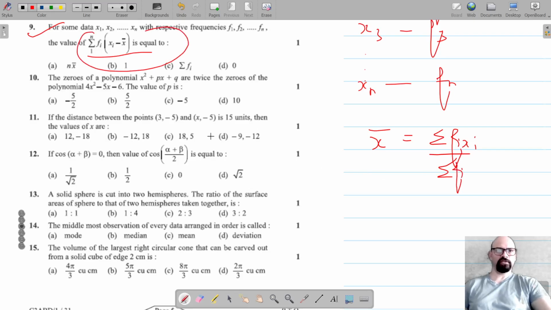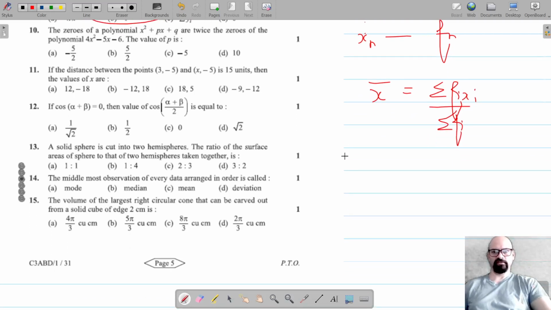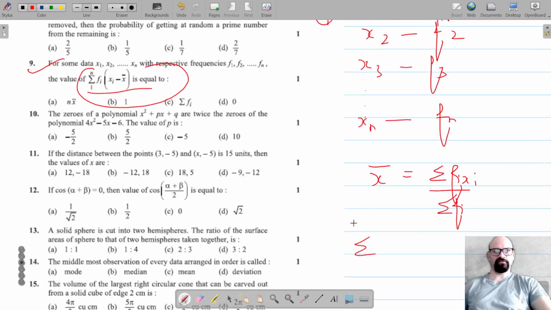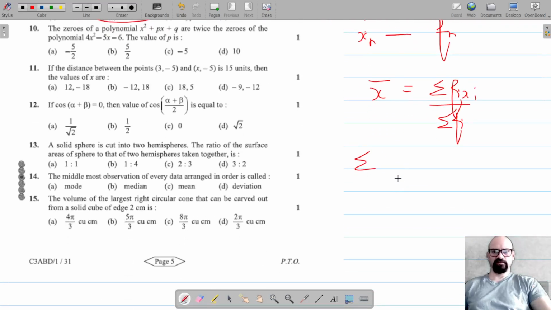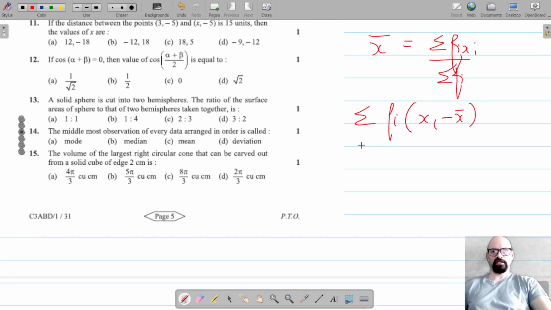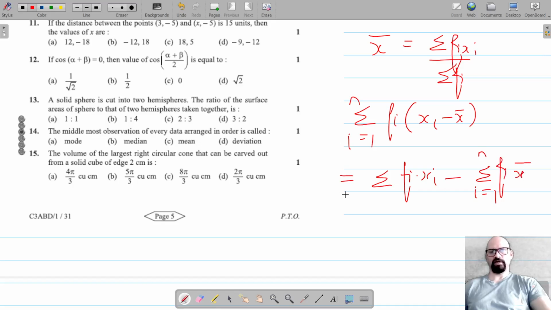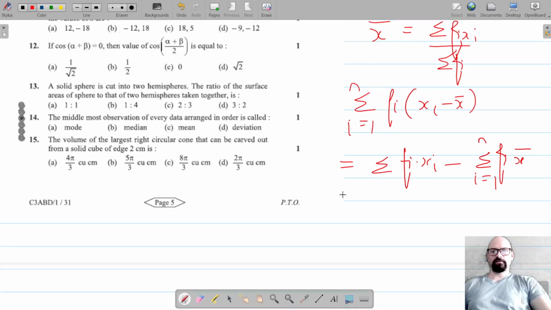So let's try to find out the value of this. We have to find the value of sigma fi into xi minus x bar, where the summation goes from i equal to 1 to n. So I can write it as summation fi into xi minus summation from i equal to 1 to n of fi into x bar.